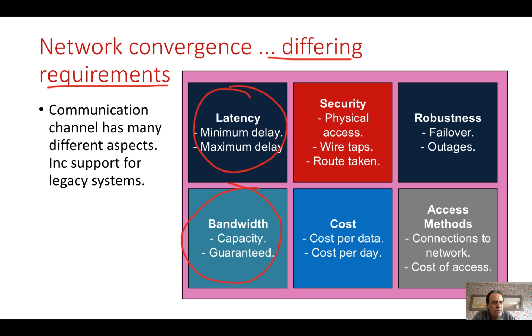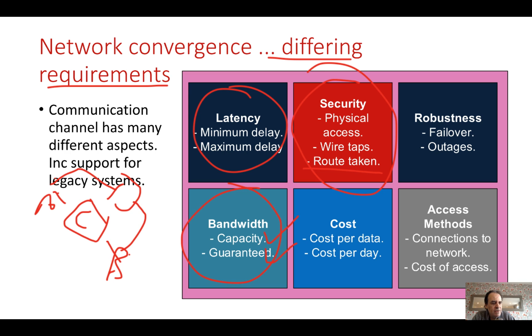We also want to look at the bandwidth. Do we have the right capacity? Is it a guaranteed bandwidth? Will it vary over time? Increasingly, we also want to look at the security. Can someone have physical access to our communications? Could there be wiretaps? And what's the route taken? So if you have one station here, another one station there, and you don't want it to go through C, then you've got to make sure that your communication channel will route the data through an alternative route or a known route, and for you to validate that.